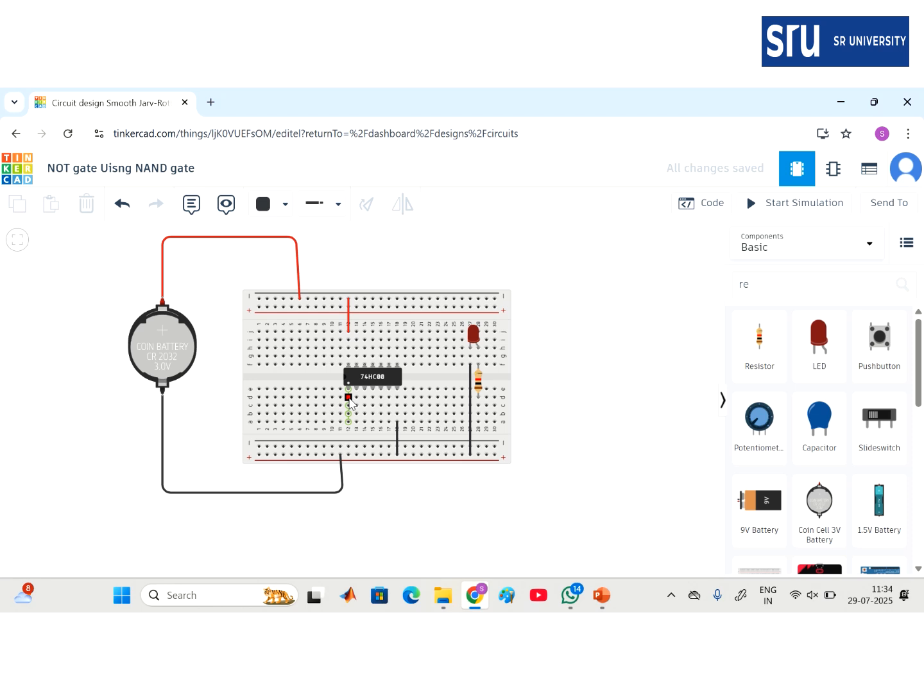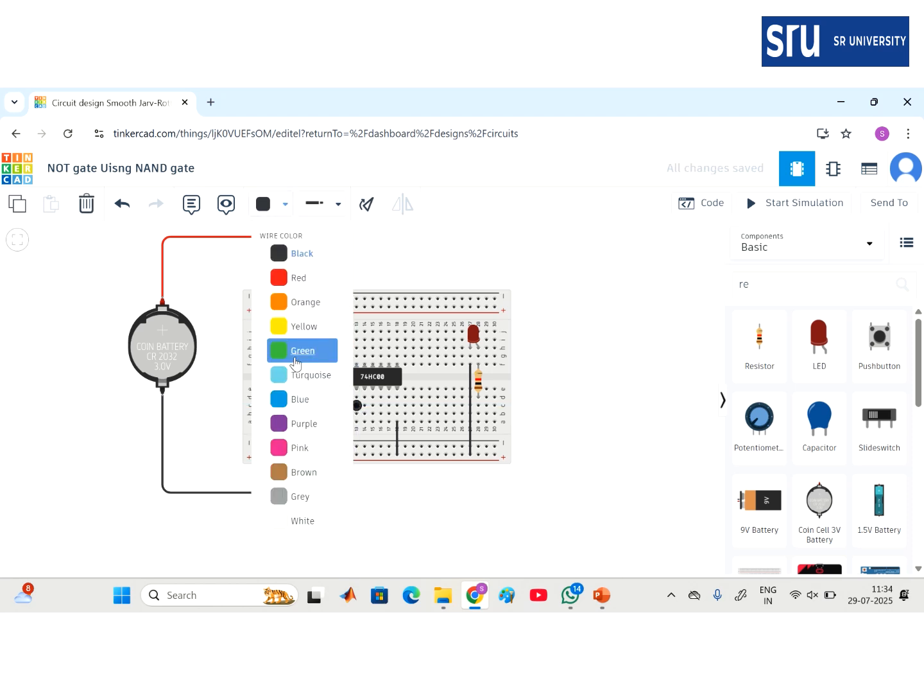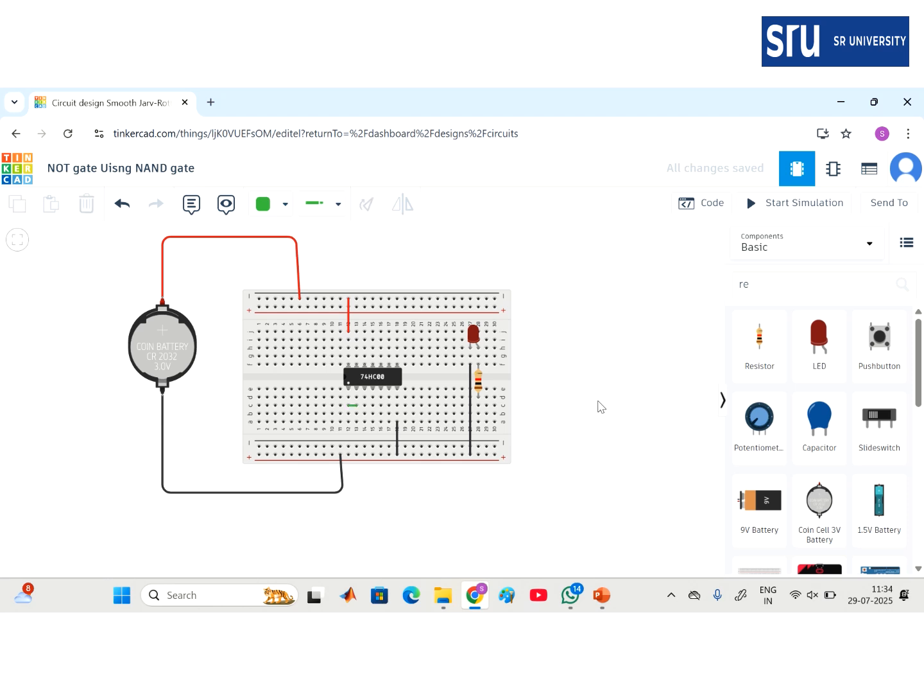Now what I am doing? First I am considering pins 1, 2, 3. First I short these two input lines with a single wire. Here I have used green color. What is this green color indicating? I have shorted two inputs and given them as a single input, right? To give a single input, we again require a switch.